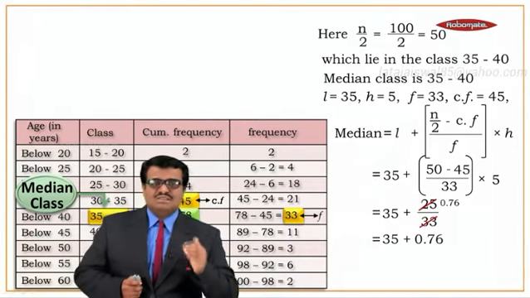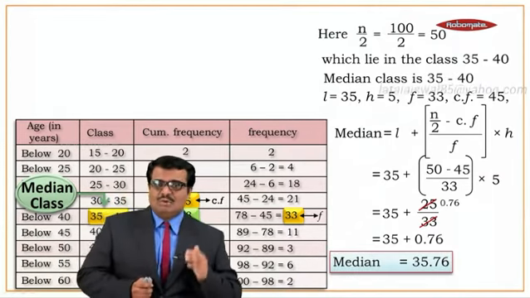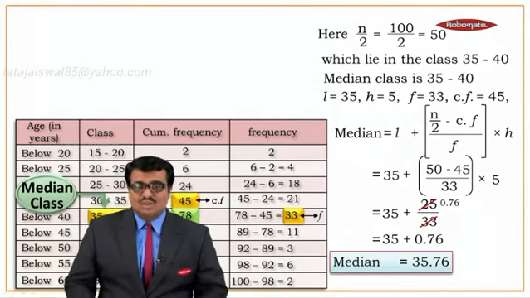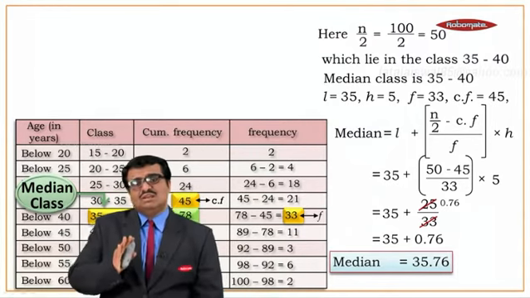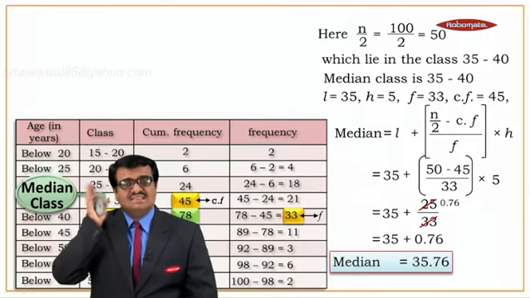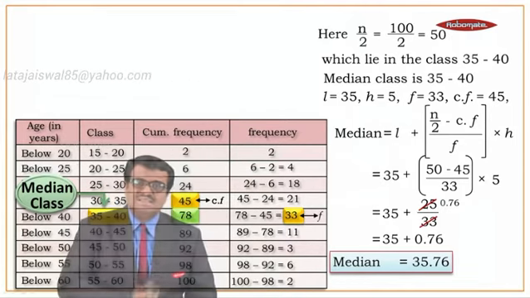And 35 plus 0.76, so the median is 35.76. What units should you write? The units will be whatever is the unit of the classes. The class is age in years. So the median is 35.76 years.